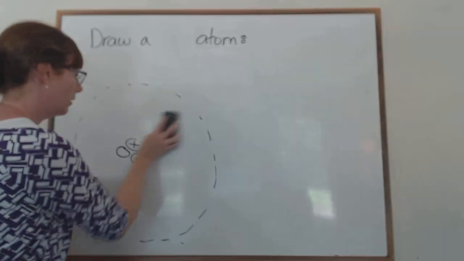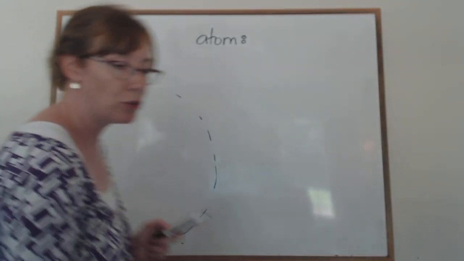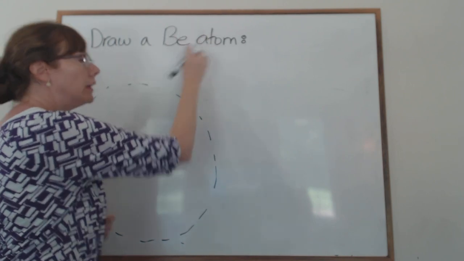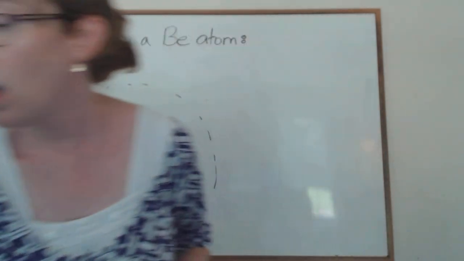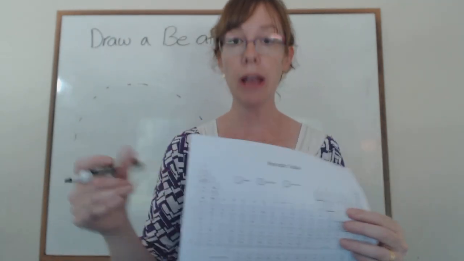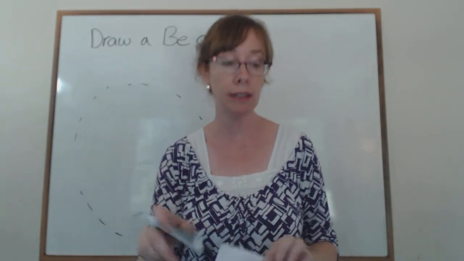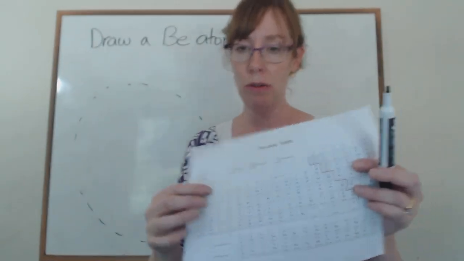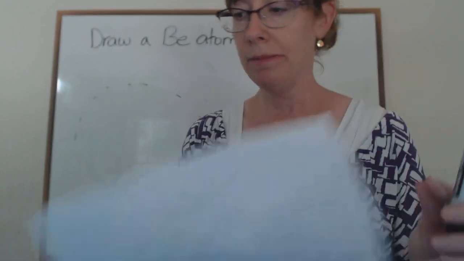Just to get the point, let's go ahead and draw a beryllium atom. A beryllium atom. You'll notice that I already have the symbol for beryllium memorized. You need to get there, because on a test, I might write the word beryllium and you'll have to be able to go to your periodic table and find it.